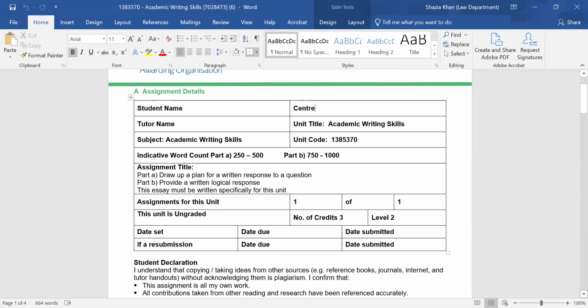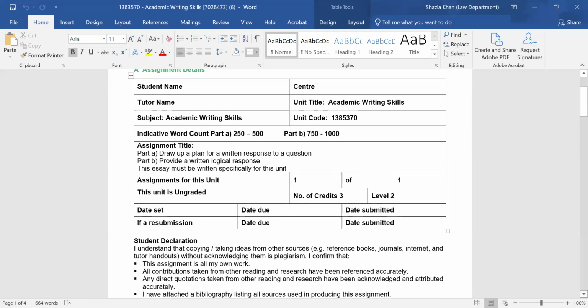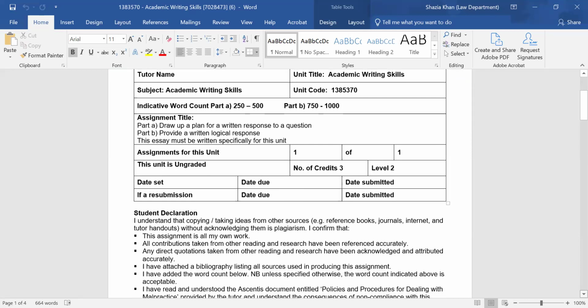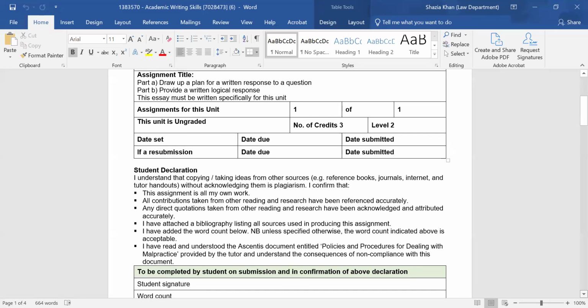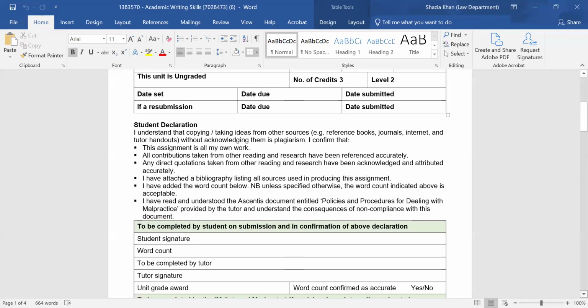And part B, they expect you to do 750 to 1,000 words. So the assignment title is part A is to draw up a plan for a written response to a question. Part B is to provide a logical response. And this essay must be specifically for this unit. So the assignment for the unit is 1 of 1. It's number of credits, the date it's due, and your student declaration.